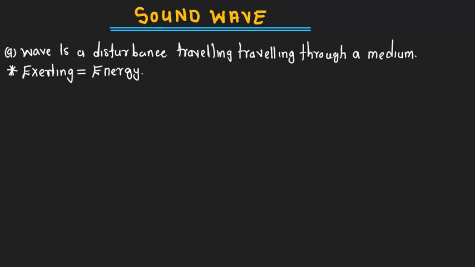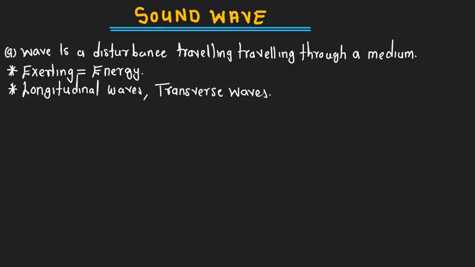So there are two types of waves. We've got longitudinal waves, and then we've got what we call transverse waves. But when we talk about a sound wave, we are simply talking about a longitudinal wave.